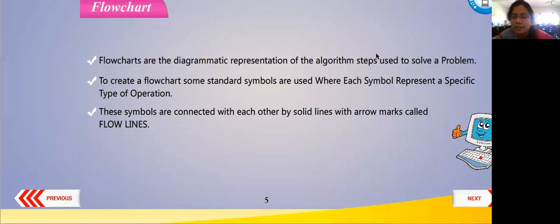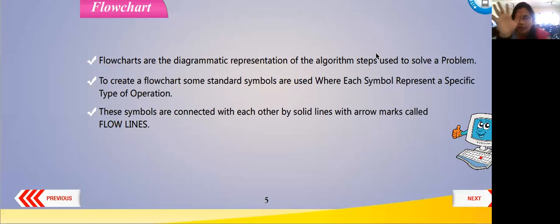Flowcharts are the diagrammatic representation of algorithm steps used to solve a problem. So whatever we are writing in the algorithm, right? What is an algorithm? Step by step writing of a problem, solutions of those problems. Okay. So now what we are going to do in a flowchart is take these algorithms and put them in a flowchart. How? In a diagrammatical way.